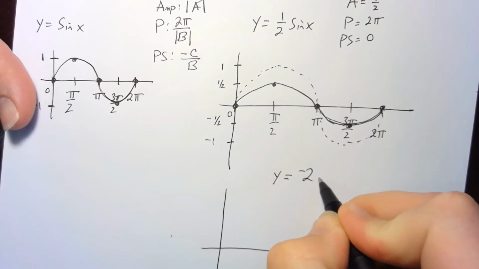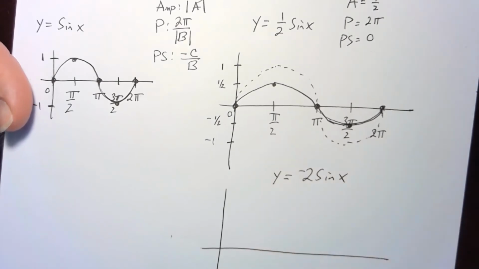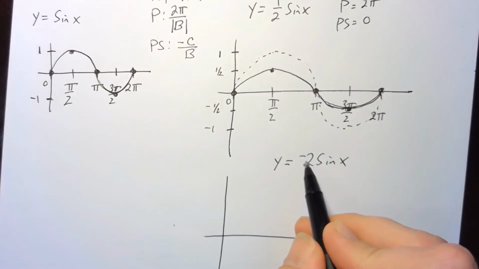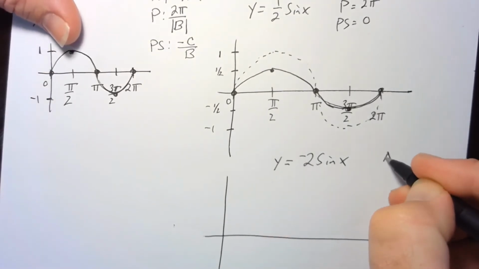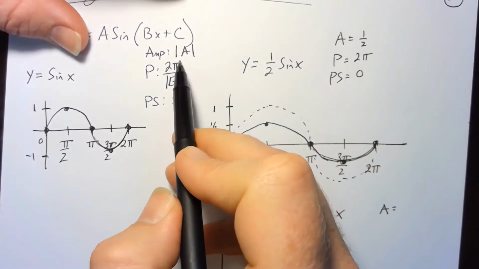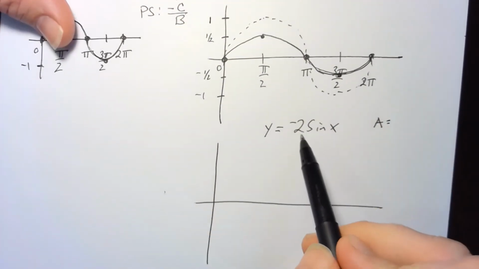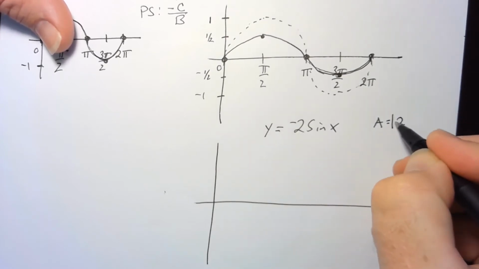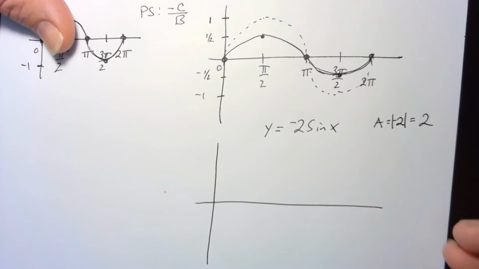let's do a -2 sine of x. So for this curve, what is the negative supposed to do in front of the function? Well, the amplitude doesn't change. Keep in mind that the amplitude is still going to be the absolute value of a. So in this case, my amplitude isn't going to be -2, but it's going to be 2, because it's the absolute value of -2 and therefore is 2.